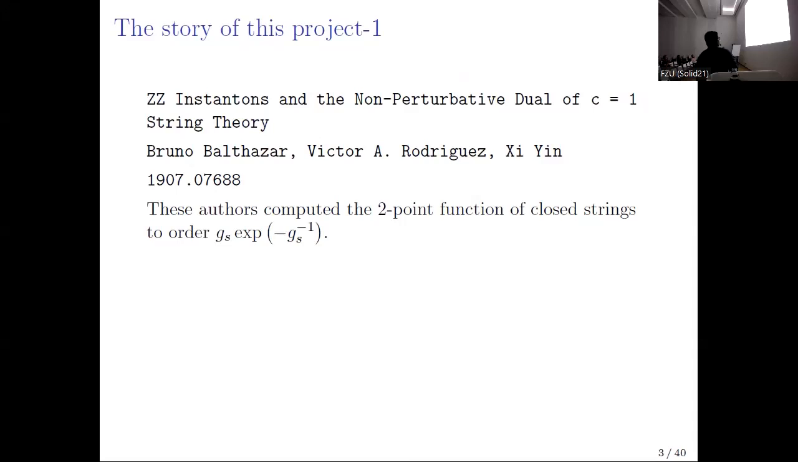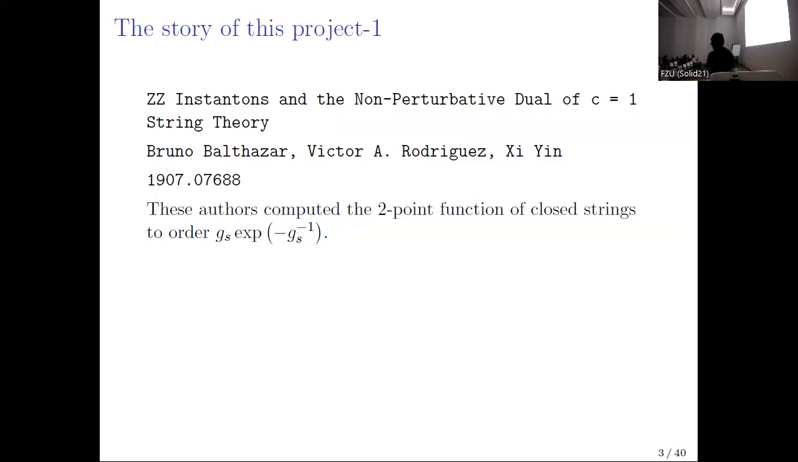And they computed the 2-point function of closed strings. So it's just a 1-to-1 scattering, which is non-trivial in Liouville theory, to order e to the minus 1 over GS. So they went to the next order, one more order than the one I wrote on the slide before. They had a result from the matrix model, which was just known. They could compute the result using the dual matrix quantum mechanics.